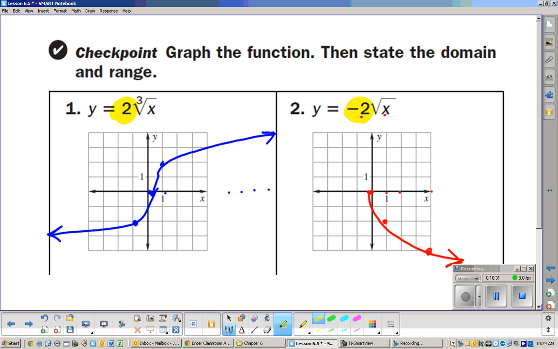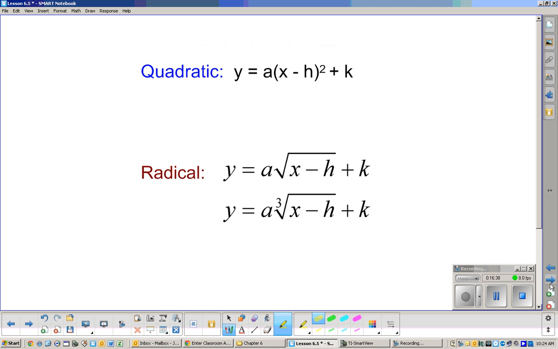So if you just have an A value on here, if you just have an A, it's probably easiest to just plug some numbers in and get some values and plot the graph. No problem. Now, if you also have H and K, what am I talking about?